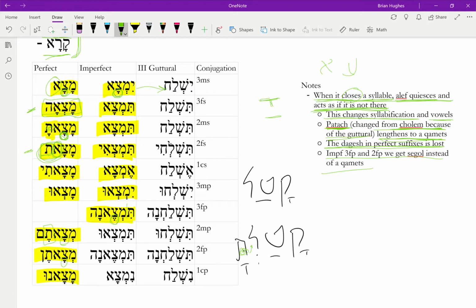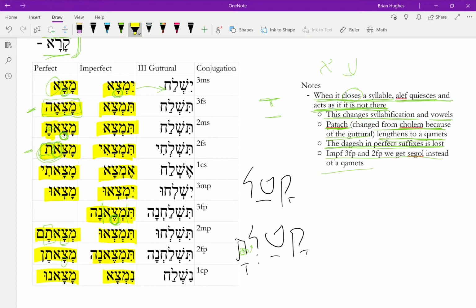So you still have your prefix, you still have your suffix in order to be able to parse it correctly. So not incredibly difficult to fill out the parsing chart, but being able to articulate, okay, this is different from the cholam that I would expect. Because it's a third aleph, it becomes this sigol. Timtseu, and then timtsena, same conjugation as the third feminine plural, and then nimtza.